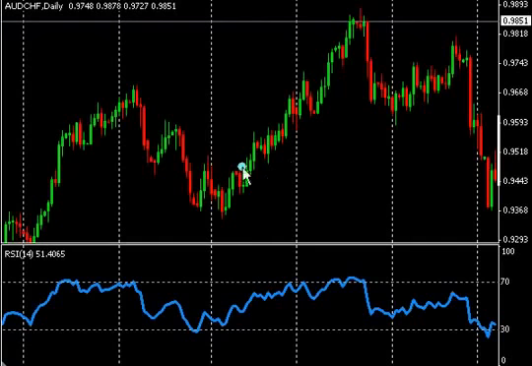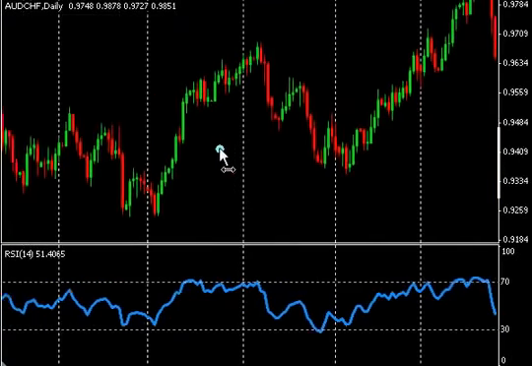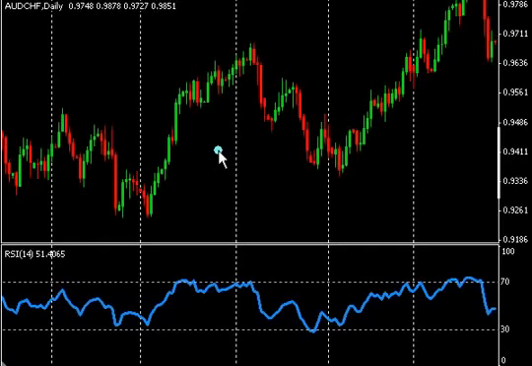Today we're going to look at the RSI indicator. The RSI indicator is a technical momentum indicator, so we're looking at momentum. It's a lagging indicator, just like all the other indicators are lagging indicators. What it does is compare the magnitude of recent gains to recent losses. It's an attempt to determine whether the currency pair is going to be overbought or oversold.